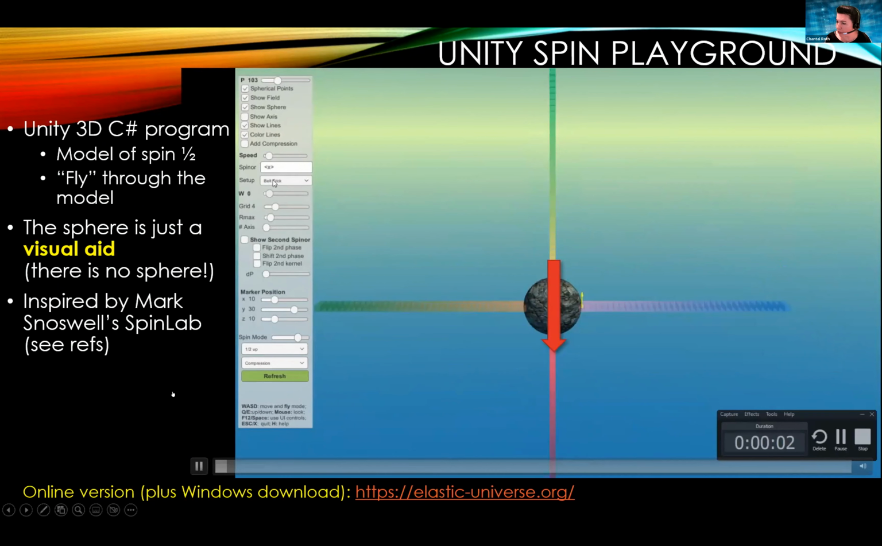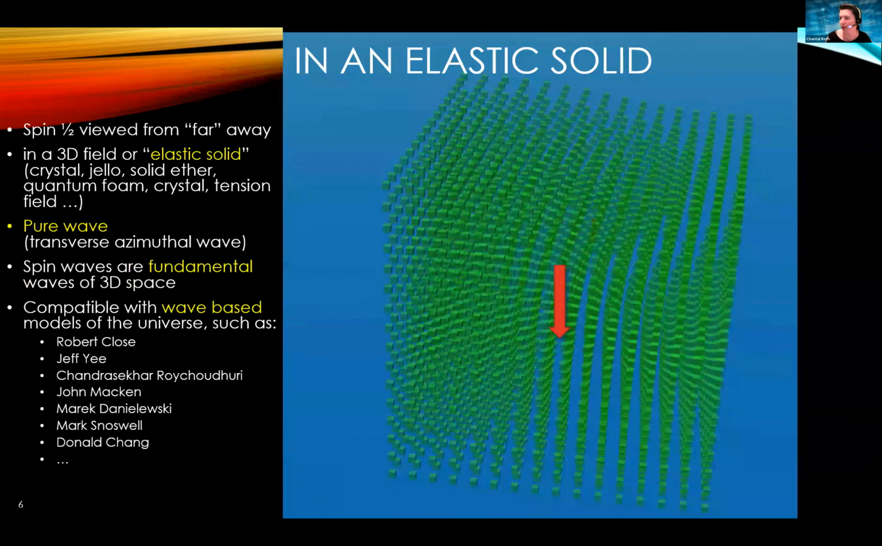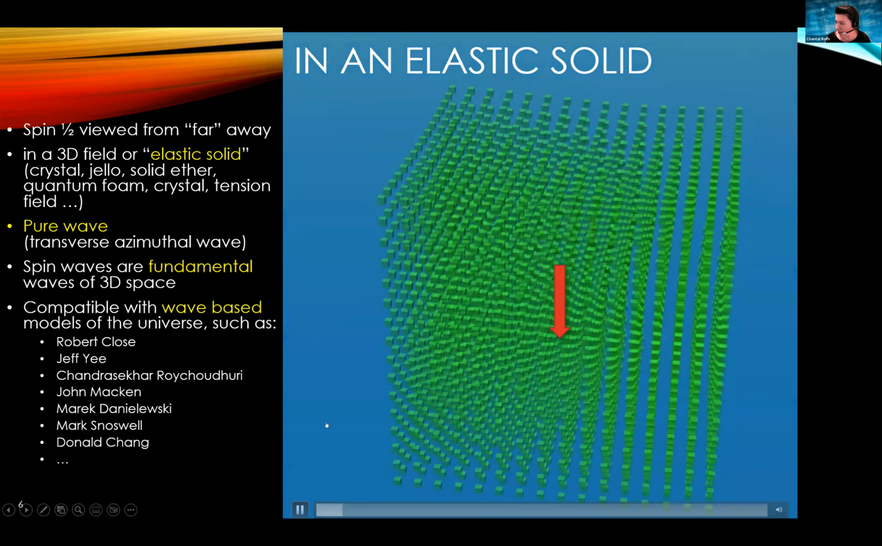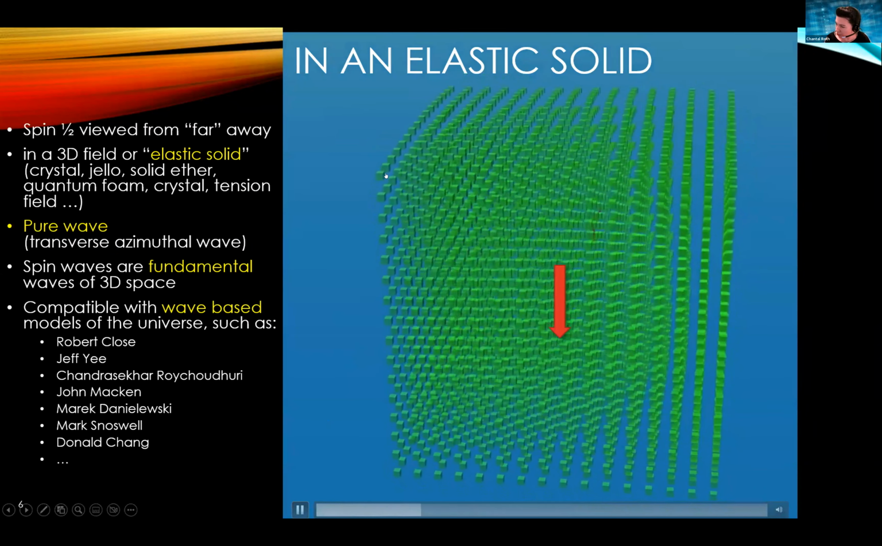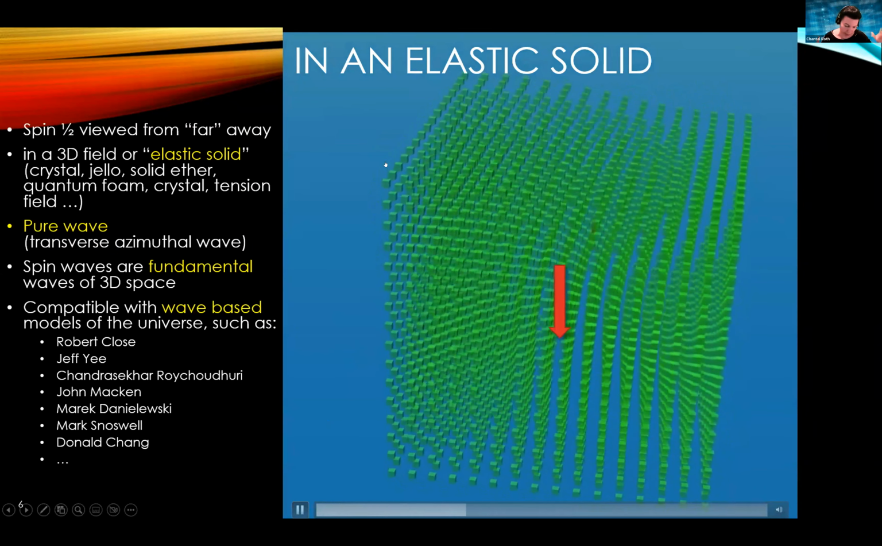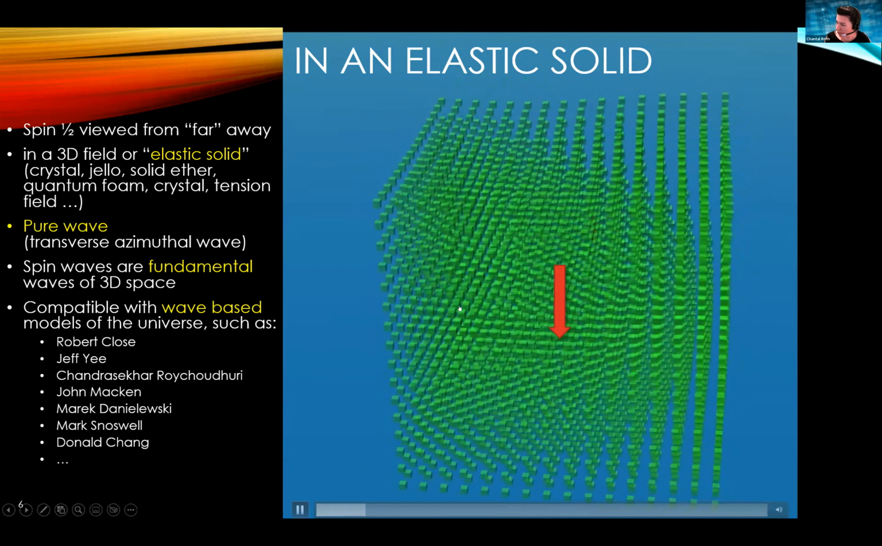Now, let's dig even further into this. What I've done here, again, is the same function. It's still the same belt trick, but now I have more points. Imagine we're visualizing certain points in the elastic solid. Could be Jello pudding. It's probably easiest to imagine a big pudding. You can see what it looks like. It's almost like a hula hoop movement. Again, it's a transverse azimuthal wave.